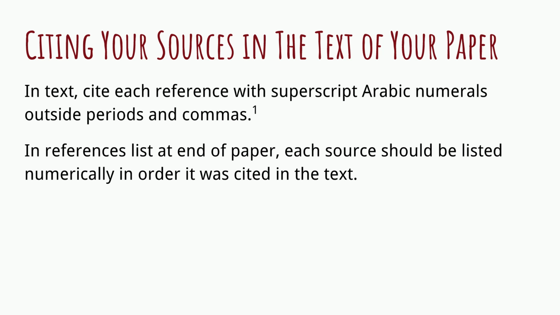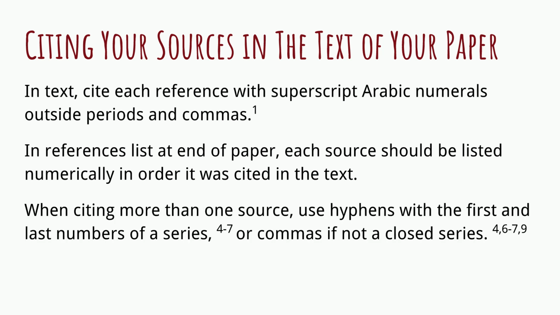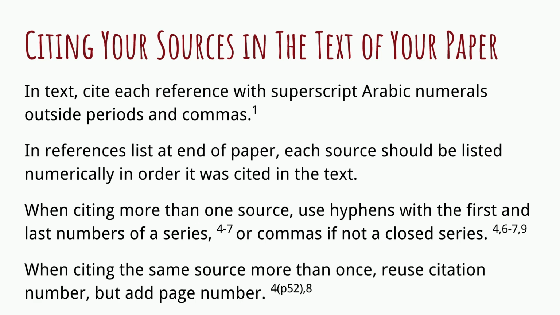If you have more than one source supporting the same citation, you're going to separate them with commas within the superscript number, or if they're part of a series, for example, 4, 5, 6, and 7, rather than writing out all of those 4 numbers, you're going to write 4-7. Finally, if you're citing the same document more than one time in a paper, reuse the original citation number and add the page number. So, if you cite the same article 3 times, you're not going to have 3 references at the end of the paper. You'll only have 1.